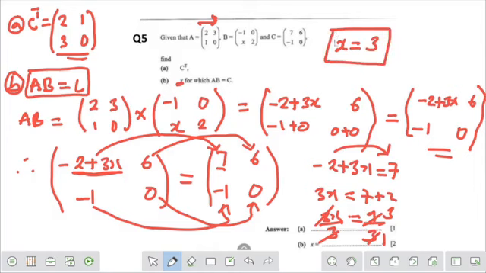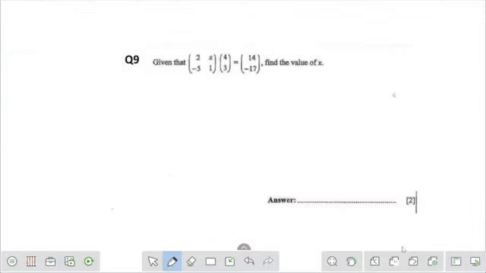So I hope that it's clear, you are getting something from here. So we can now move on to our next question. So here is our next question. Here we are given that we have this matrix, 2, x, negative 5, 1, times the matrix 4 and 3, is equal to 14 and negative 17. Find the value of x.